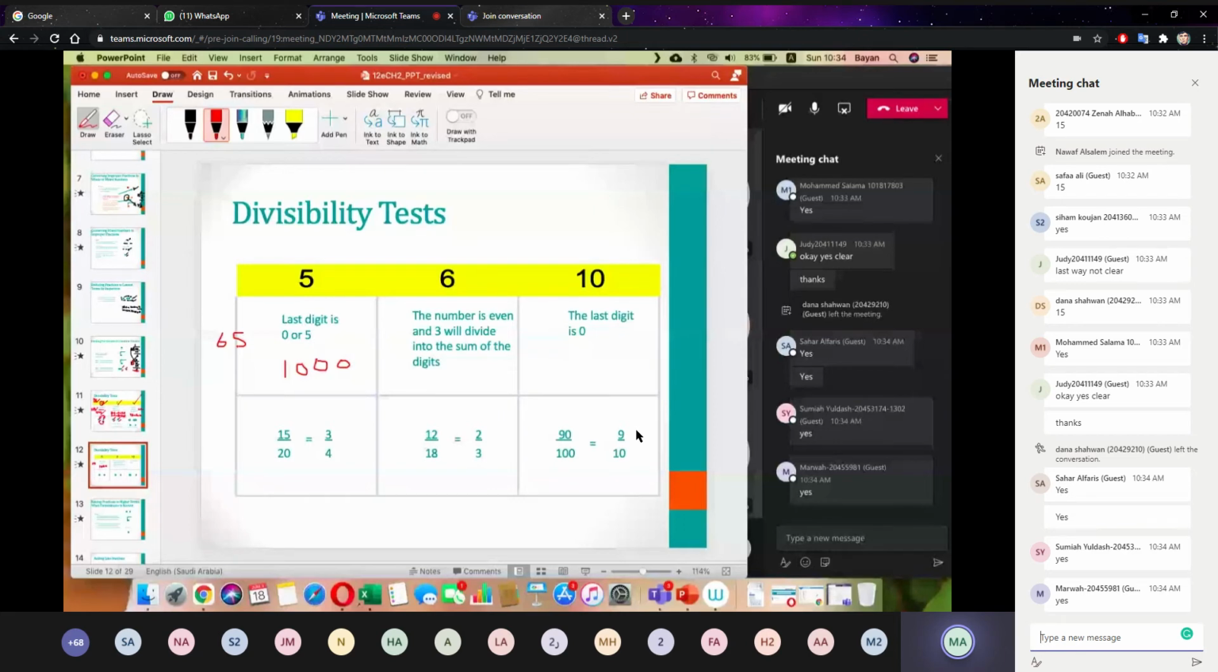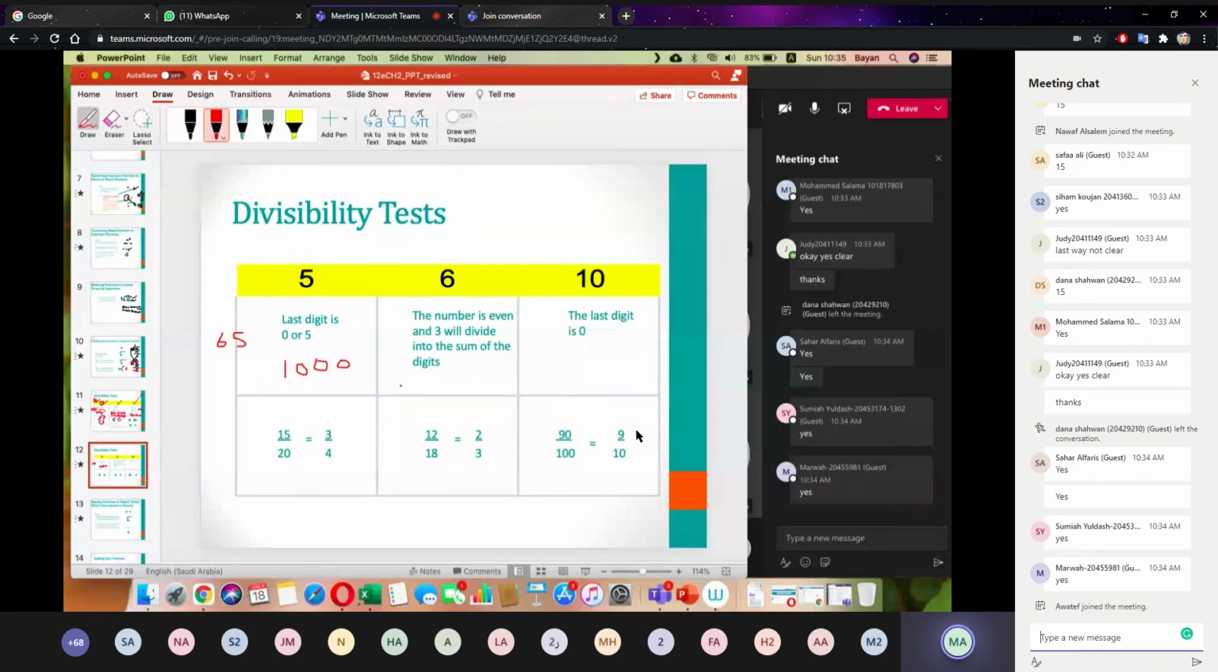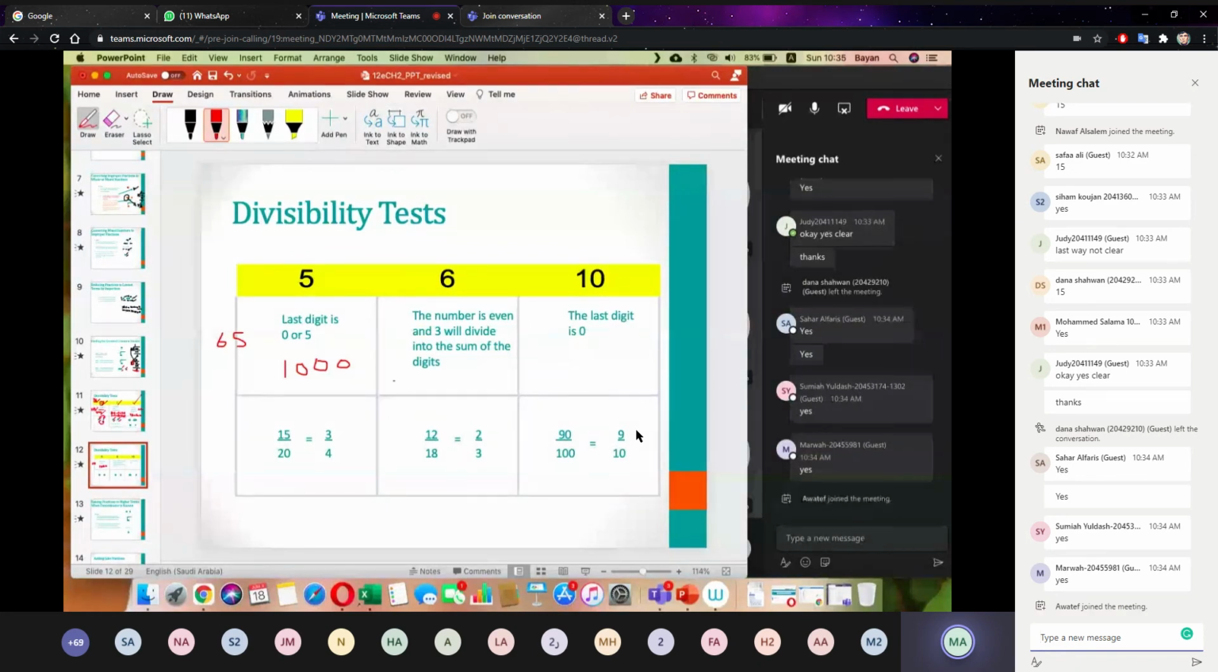Here we have number 6. When can we say we can divide a value by 6? The number is even, and 3 will divide into the sum of the digits. So here we have 12. It ends with number 2. Is 2 an even number? Yes.